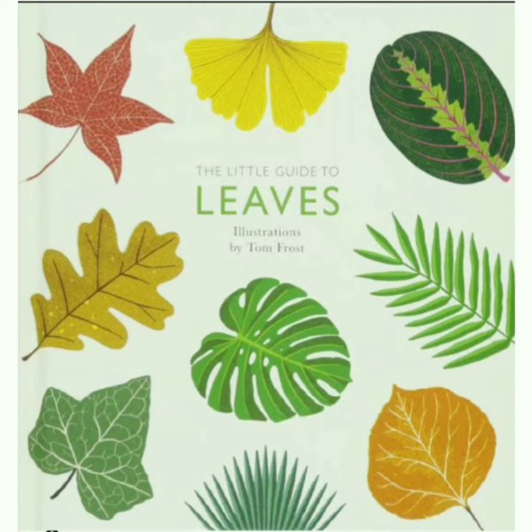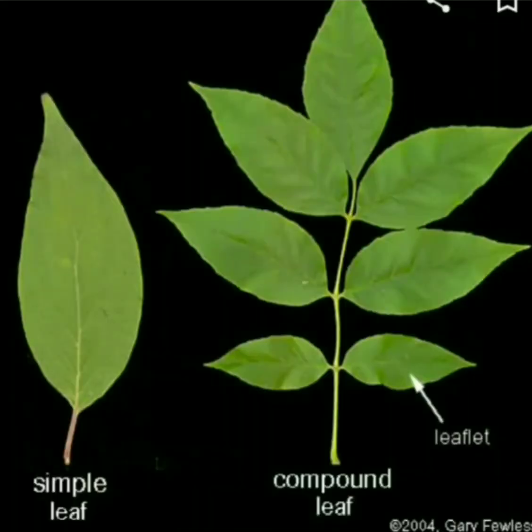Children, there are two types of leaves. One is simple leaf and the second one is compound leaf. Simple leaves have one leaf blade and it is attached to the stem of the plant. Simple leaf has only one leaf blade, whereas the compound leaf has two or more leaf blades, and these leaf blades are attached to a common central stalk. That central stalk is attached to the stem of the plant.